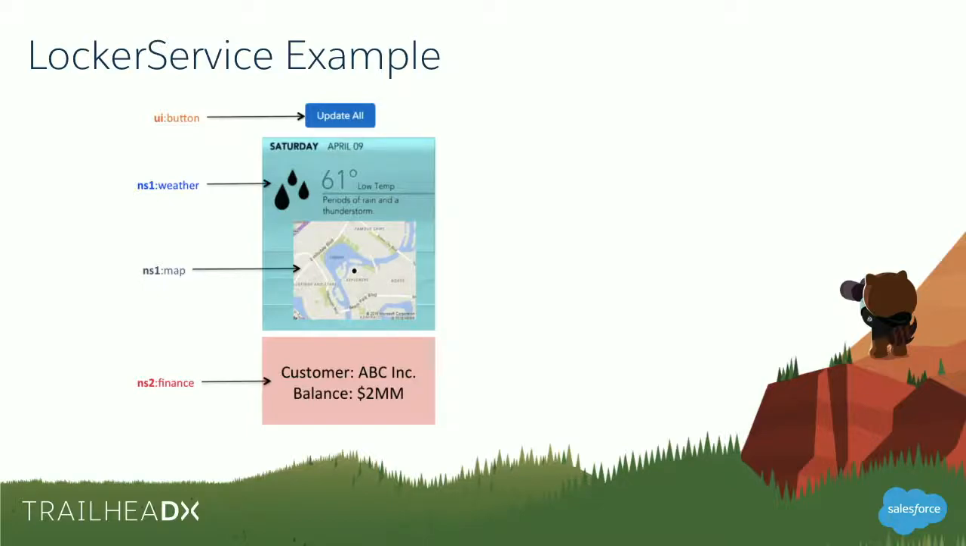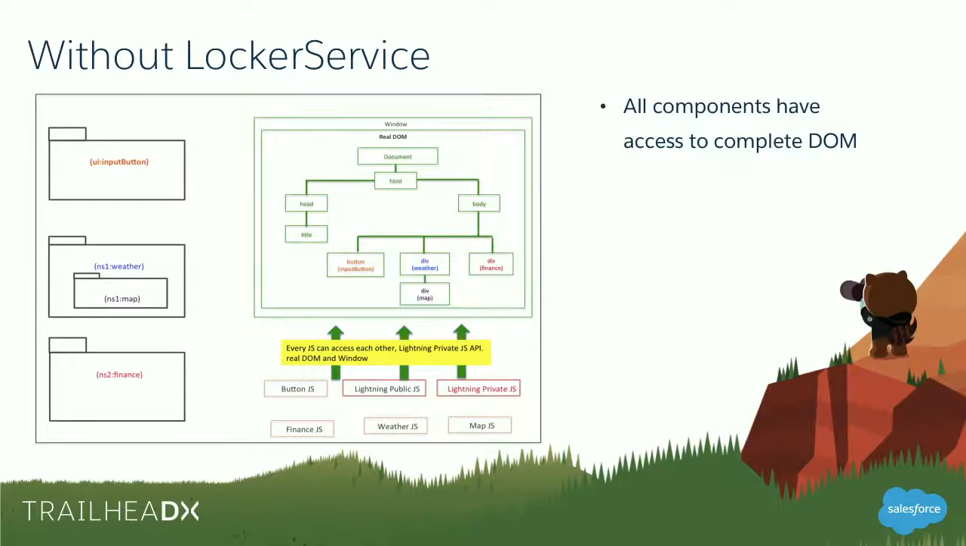So again, without the Locker Service, we would have essentially the ability for everything to talk to everything. So in this picture here, the DOM, the body, the individual input button, the weather one, the map, the finance, there would be no restrictions if I could access that from the JavaScript directly, which again provides a lot of those security risks we talked about.